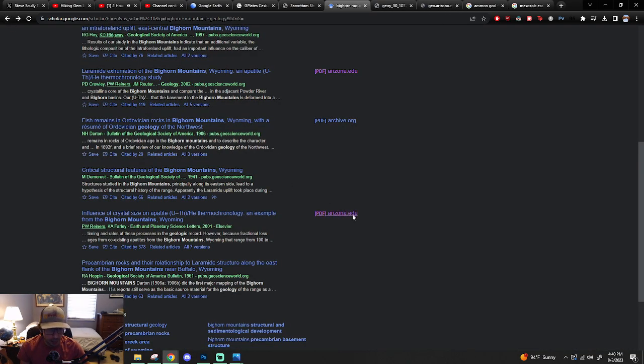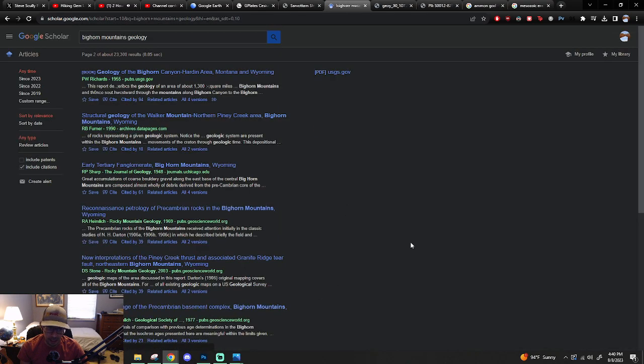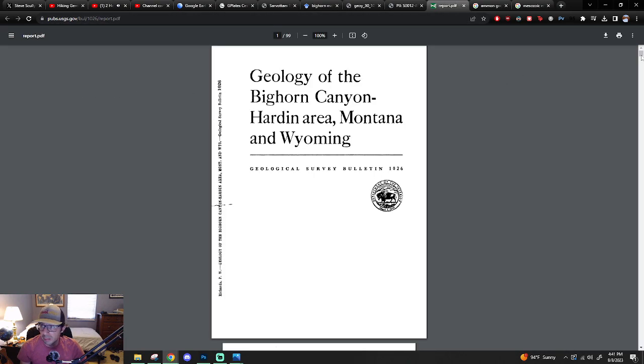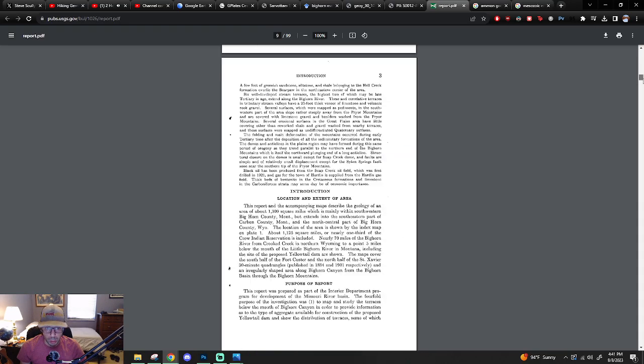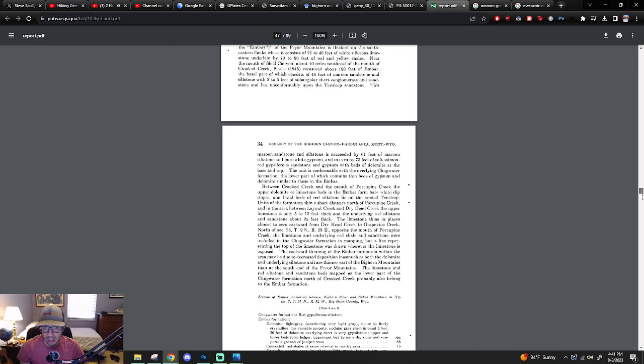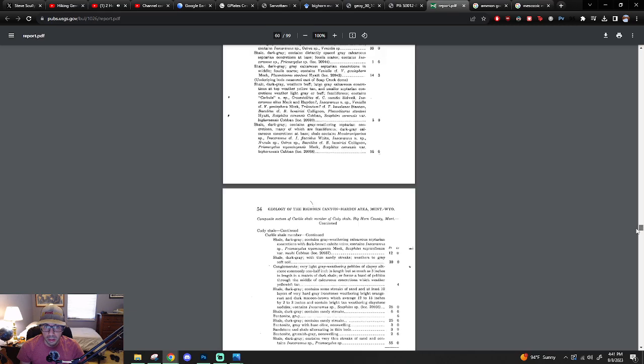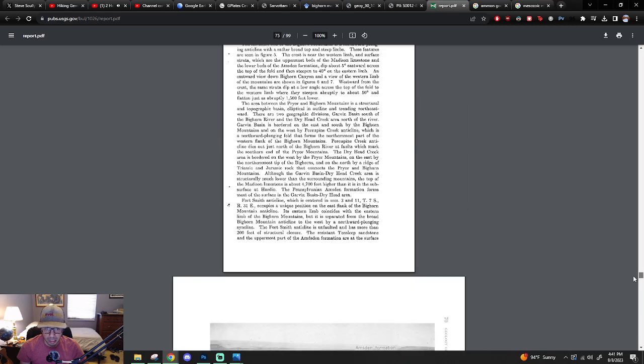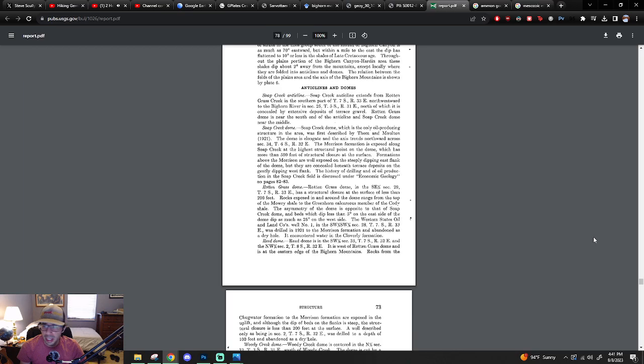I'm hoping that's... Let's see. Another PDF. Geology of the Bighorn Canyon. This is a report, so it's probably not a paper. USGS. Well, this is a book. Oh my god. Ain't nobody got time for that.